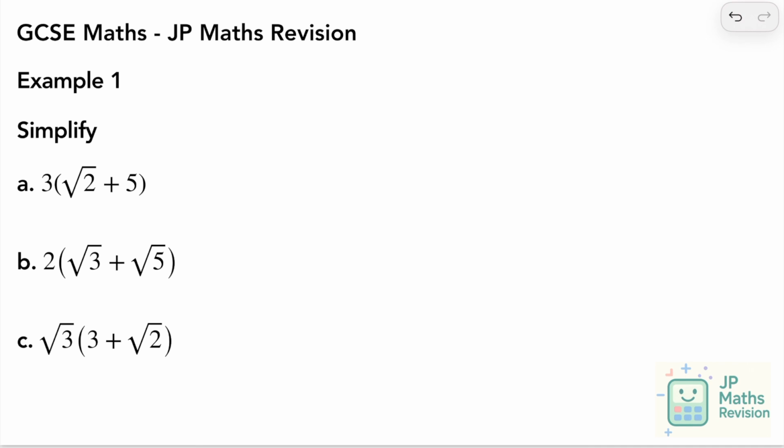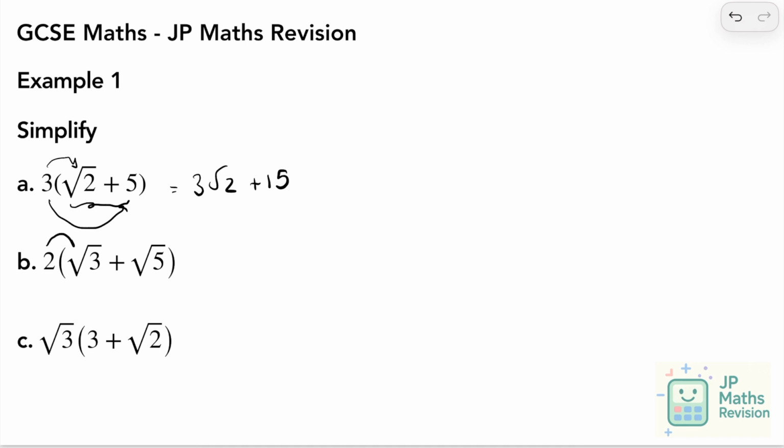Here are some examples. So we are expanding brackets that involve surds. So in this case, what we're going to do is we're going to multiply the entire contents of the bracket with this 3. So 3 times root 2, that's 3 root 2. And 3 times 5, that's 15. So the answer to that question is 3 root 2 plus 15.